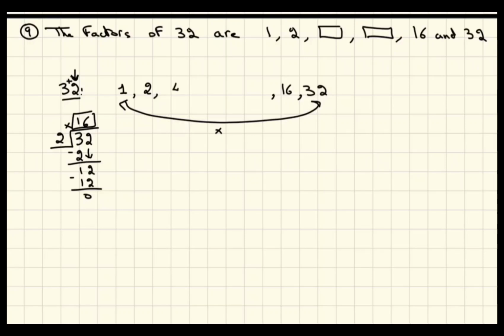Is 32 in the multiplication table of 4? Yes. And I should know that 4 multiplied by 8 is 32. So these are the two missing numbers here. Now in this specific question, you're just looking for 4 and 8. So you don't need to do the first two steps I did.